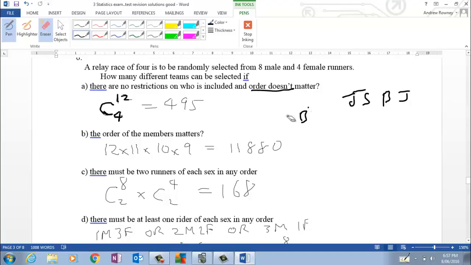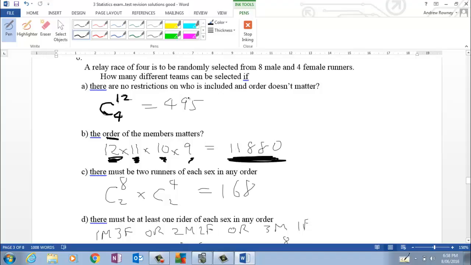Okay, the next one now asks for how many permutations, because the order matters now. There's 12 ways of selecting the first member, and 11 ways of selecting the second member, because you've actually chosen one, and then 10 and then 9. Multiply them, there's 11,000. So if order matters, there's 11,000 different teams you could have. If order doesn't matter, there's 495 different teams.